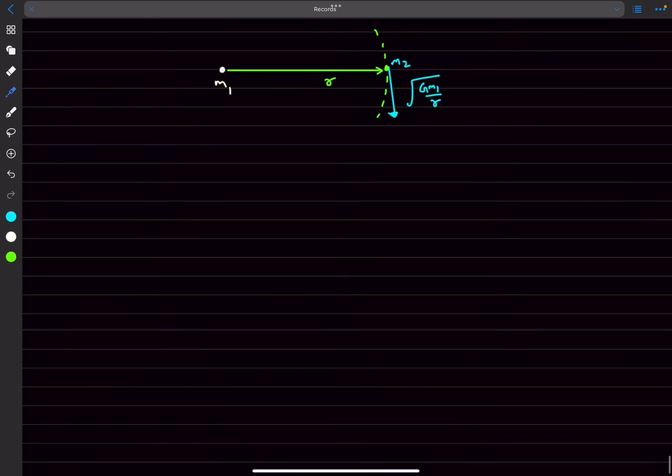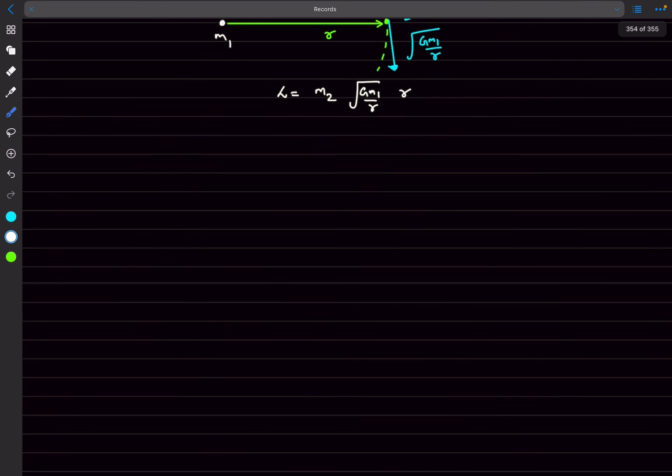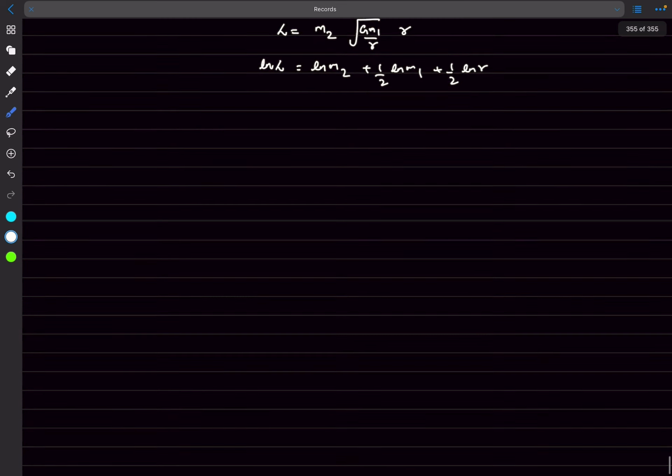So if we conserve the angular momentum of the system, M1 is practically at rest. So the angular momentum is just M2 into its speed, which is square root of G M1 over r, multiplied by the radial distance from M1, which is r. Now we'll differentiate and equate it to 0 because the angular momentum is conserved in this situation. Also we'll of course use logs because that tidies things up. So we have ln M2 plus half ln M1 plus half ln r. Now we'll just differentiate it.